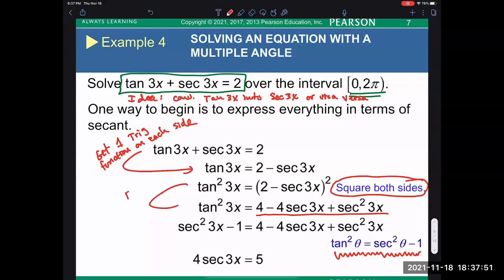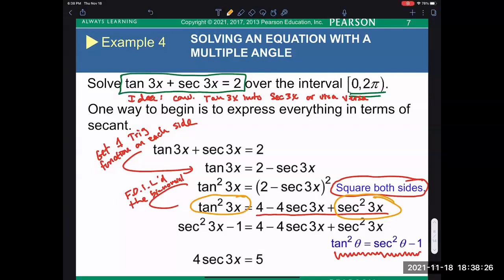They multiplied out, or FOIL is first, outer, inner, last, back from algebra. They FOILed the binomial of 2 minus secant 3x quantity squared. Because now when you've done that, you have a secant squared 3x term, and you have a tan squared 3x term, and that's where we can try to use the identity to work with those.